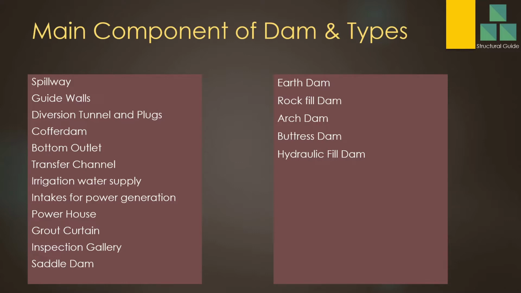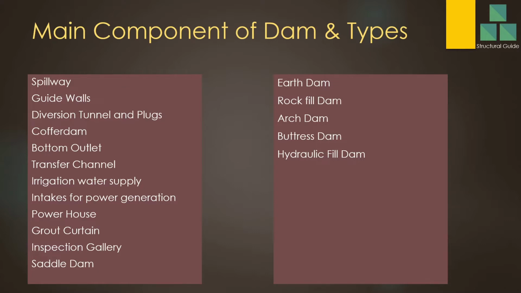Coffer dams. Coffer dams are mainly constructed to send the water along a different path and block the water, facilitating the construction of the dam. Bottom outlet. They are mostly used as the lowest outlet in the dam structure. They may be used for different purposes, maybe irrigation, maybe water supply, maybe any other purpose.